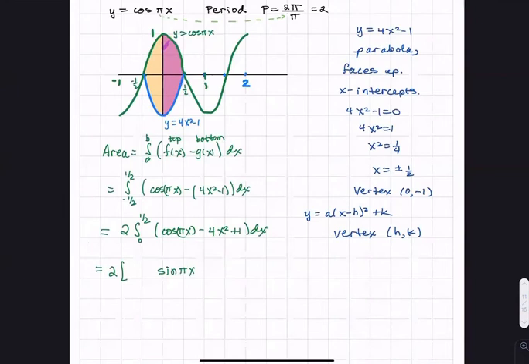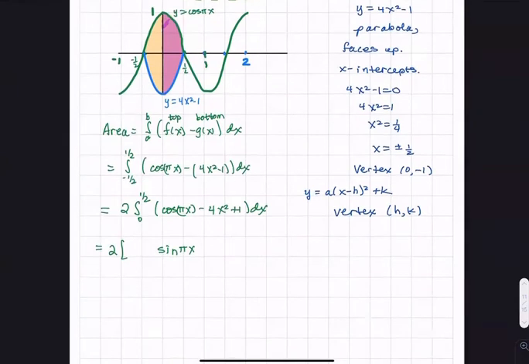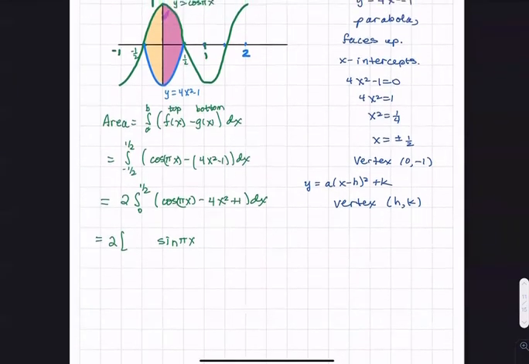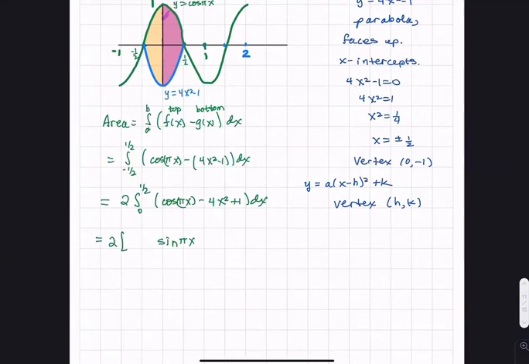Let me just do it without substitution here. The derivative of sine pi x is cosine pi x times the derivative of what's inside, which is pi. The derivative of pi x is pi. So I don't see a pi here, so I have to divide by pi. Let me come back and do that on the side of the paper. For 4x squared, I get 4x cubed over 3. For 1, I get x. And we're going from 0 to 1/2.